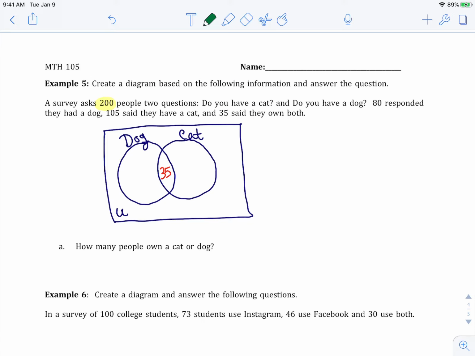105 say they have a cat. Well, this entire circle has to add up to 105. So that's why I'm going to do 105, take away 35. So only 70 solely own a cat. Because in that 105 is including the both. So if you were to put 105 in the circle, you would be overcounting.